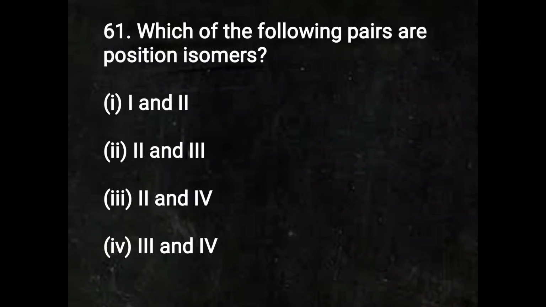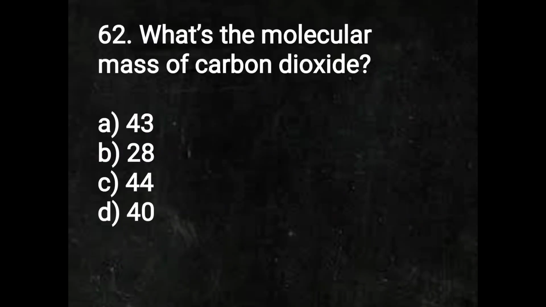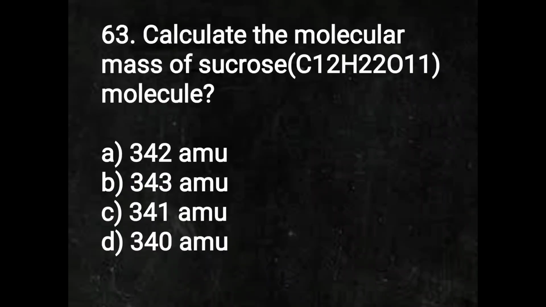Which of the following pairs are position isomers? That is second and third. What's the molecular mass of carbon dioxide? 44. Calculate the molecular mass of sucrose molecule.